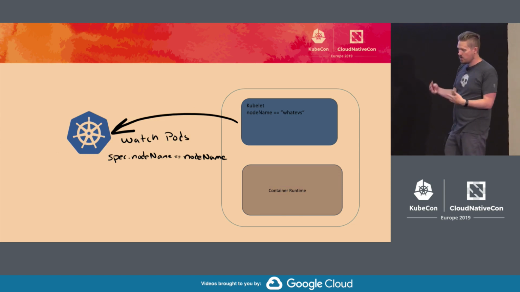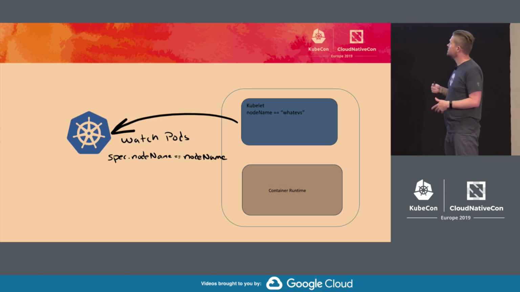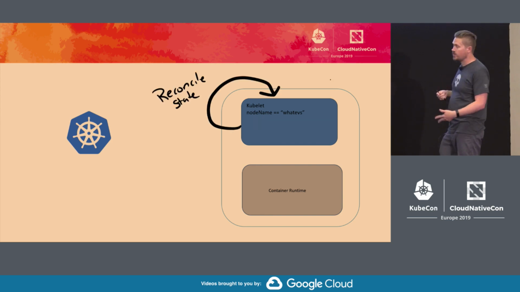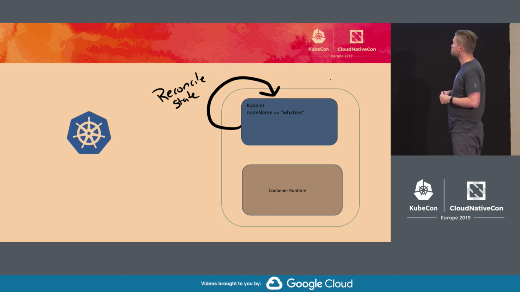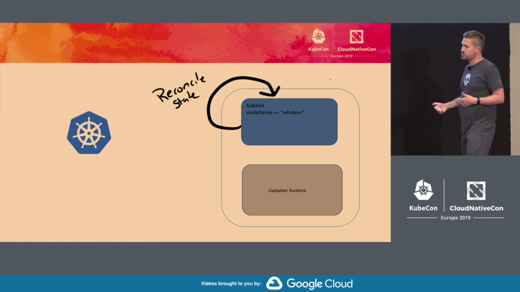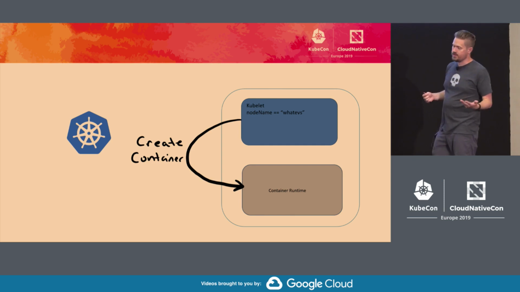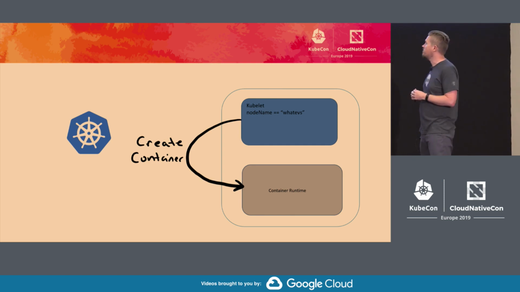And then meanwhile, the kubelet is doing a watch, specifically for spec.nodeName equals node name. And when it sees that, it's going to go ahead and reconcile the state to figure out, is this a new pod? Do I want to create it? Is it an existing pod? Do I need to do some sort of update, like change the image? And once it does that, it'll use the container runtime interface to say, create the container, update the container, delete the container, whatever it needs to do.